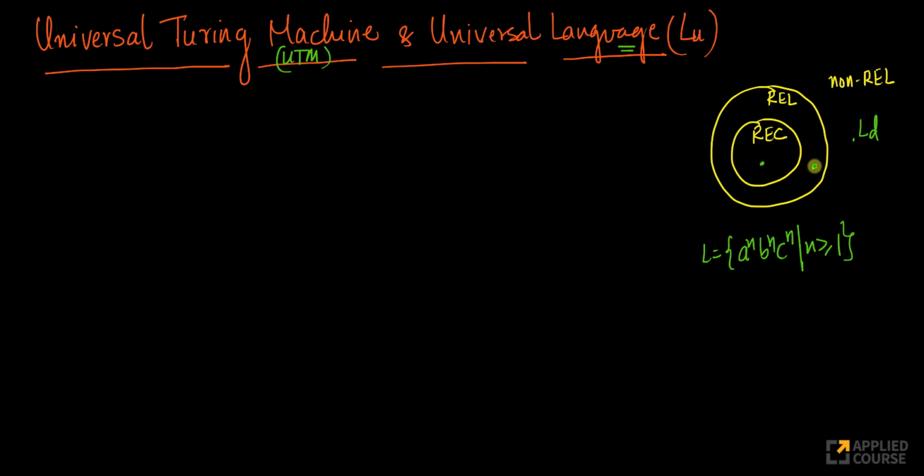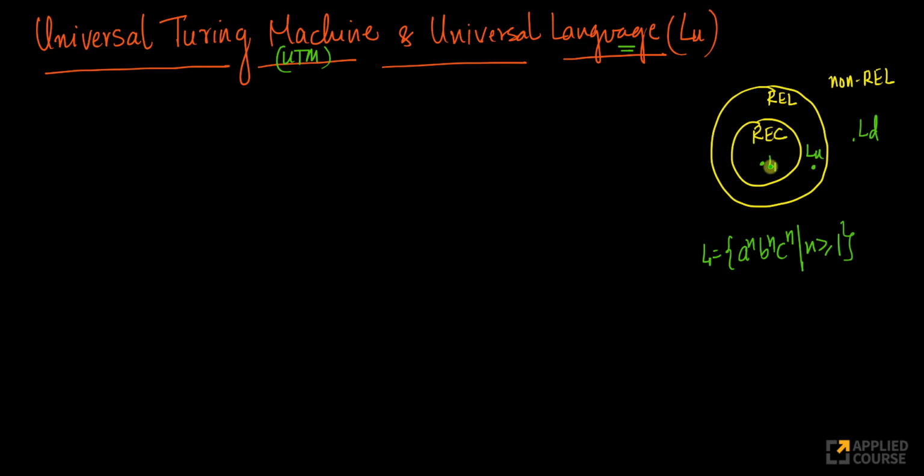Are there languages which are recursively enumerable but not recursive? We have seen a non-recursively enumerable language. Now we'll first understand the universal Turing machine concept. We'll also understand what the universal language is, and in the next couple of videos we'll show that LU is a recursively enumerable language but not recursive. So let's call this language L1. This L1 is a recursive language, right?